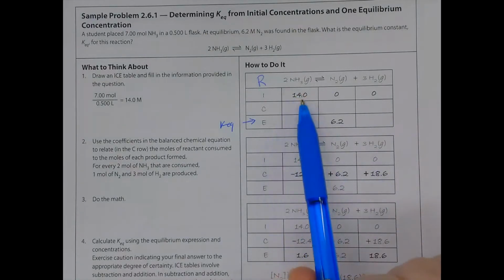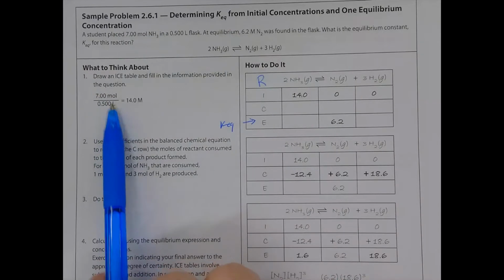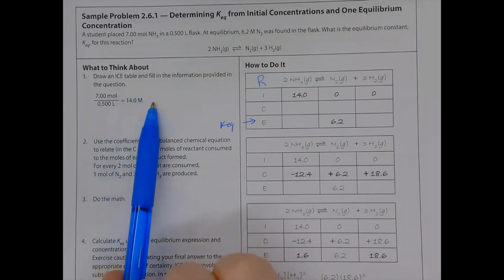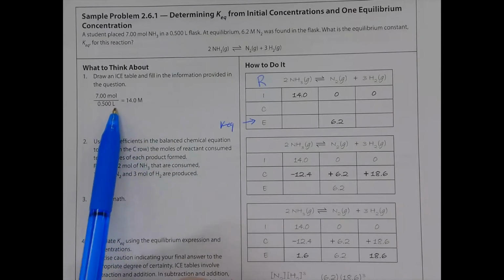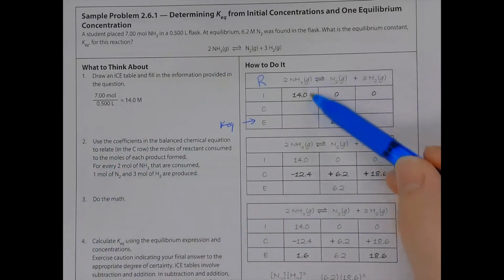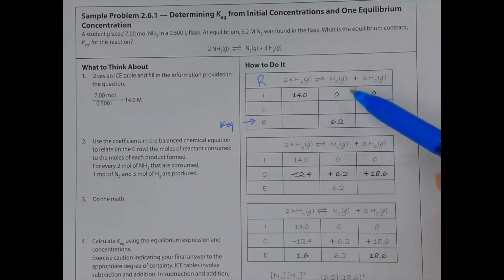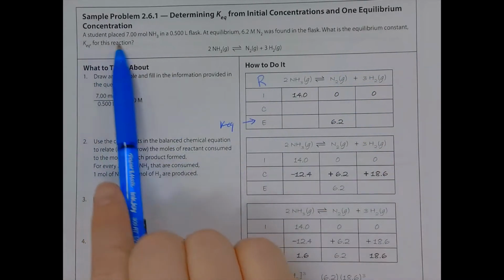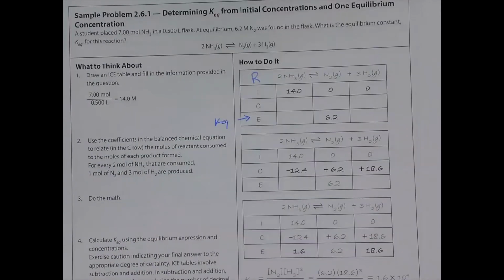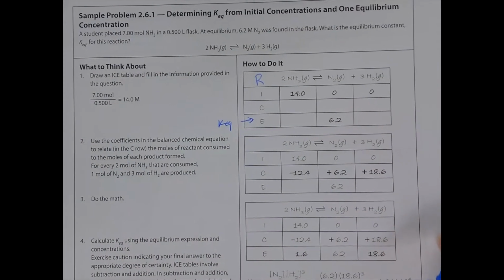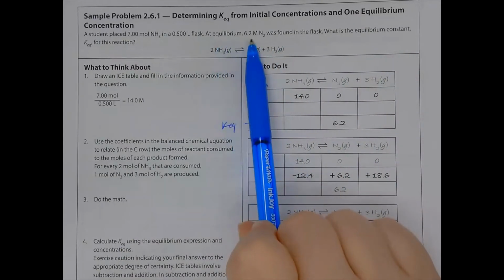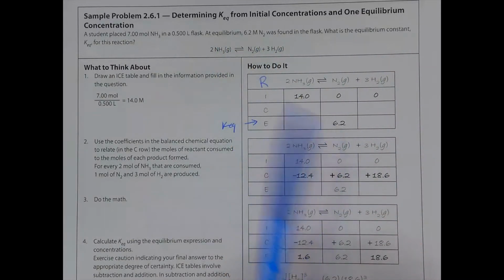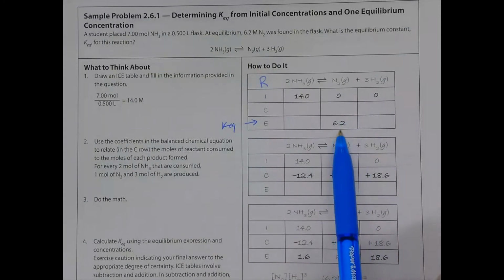So you notice that on this side here, they calculate the moles per liter to find the molarity of the NH3. So 7 moles divided by 0.5 is 14. So your initial concentration of NH3 is 14. It doesn't mention any initial concentrations of the other two chemicals. It just says that the NH3 is placed in a flask. So we go ahead and assume that they are 0. The other thing it does tell us is that at equilibrium, so on our equilibrium line, N2 is 6.2 molar.